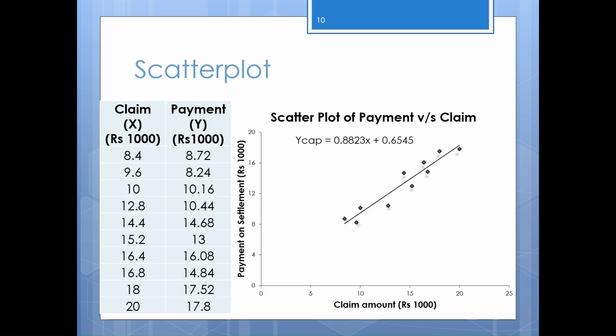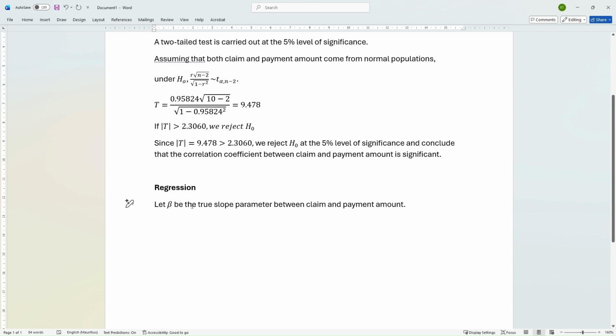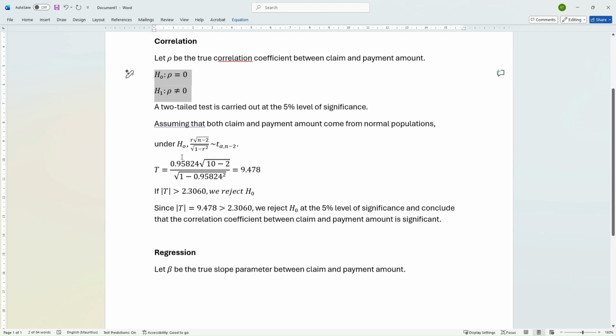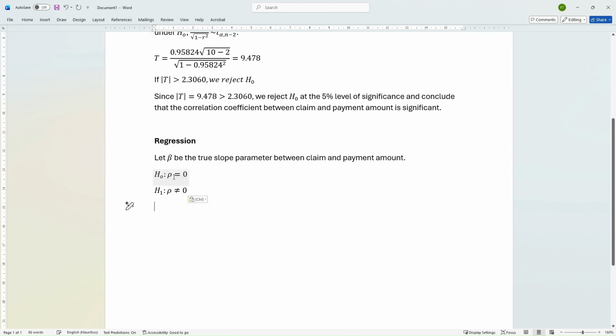So let me go back to this. Let beta be the true slope parameter between claim and payment amount. Then the next thing that you need to include here is that H0 is such that beta is equal to zero versus beta is not equal to zero. Why? Because I want to know, is there a significant linear relationship?